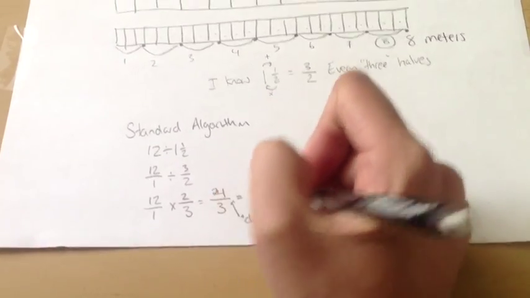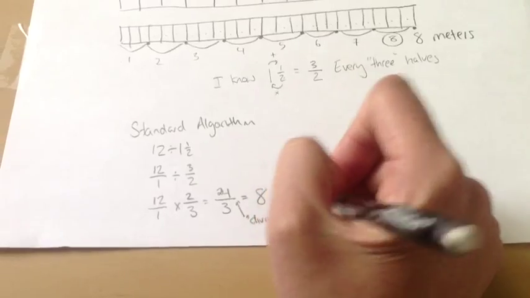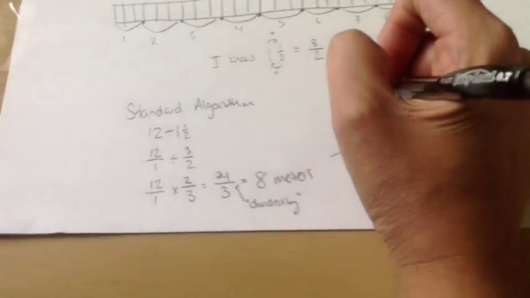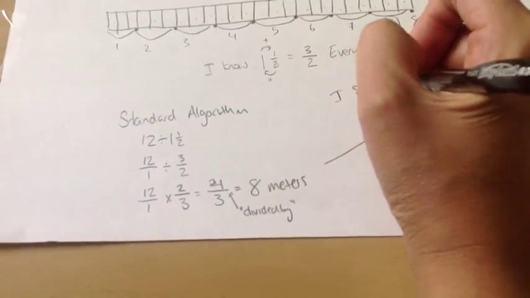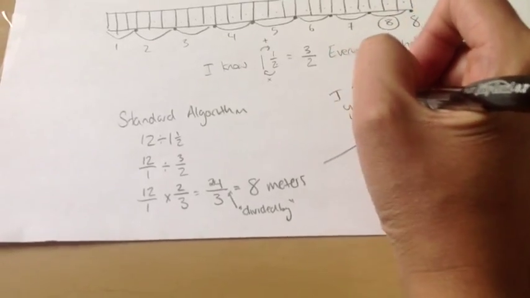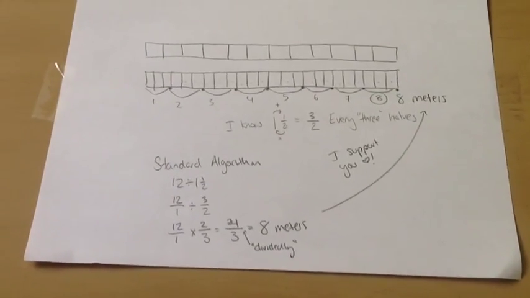I get 24/3. I need to remember that that fraction bar also means divided by. I get 8 meters, and I see that my solution, while using the standard algorithm, is the same as the one I got from my drawing. And there you have it.